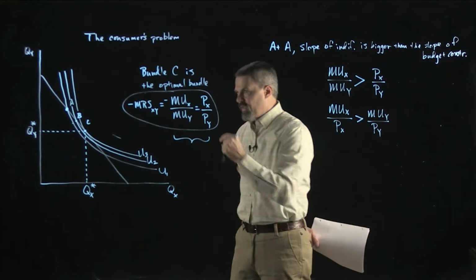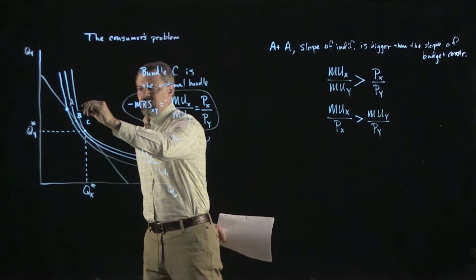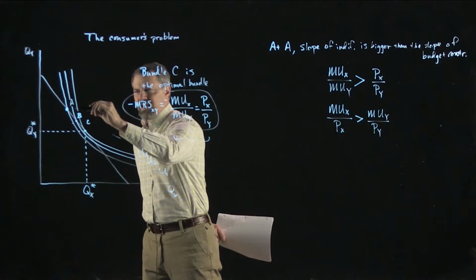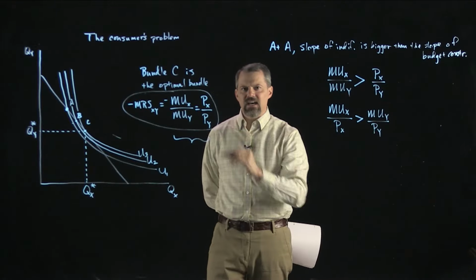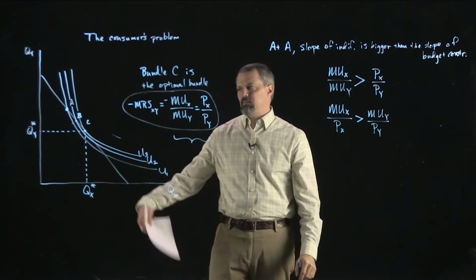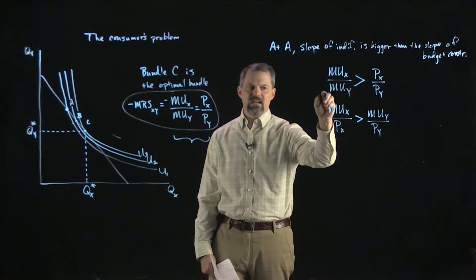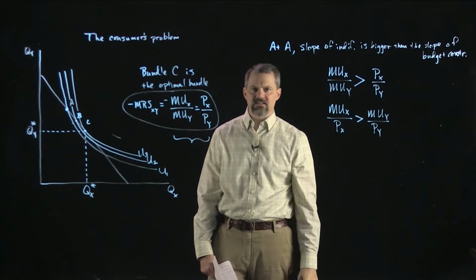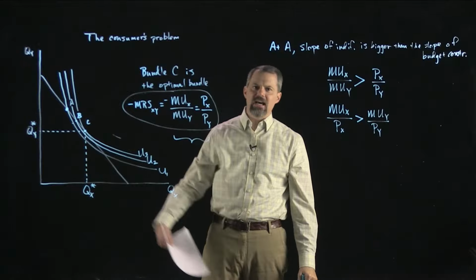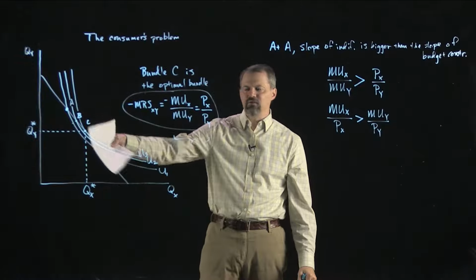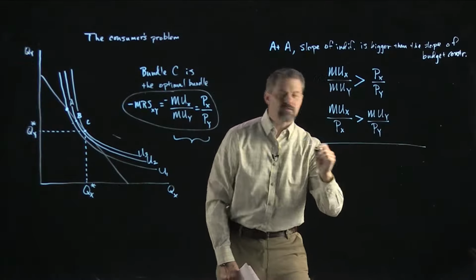So that's why, starting at point A, the consumer buys more good X and less good Y. That's why B is better than A. But we also see that at point B, this is still true. They're still getting more bang for their buck out of good X than they get out of good Y. And so they should buy more good X and less good Y. And so they move to point C. And at point C, this is true.